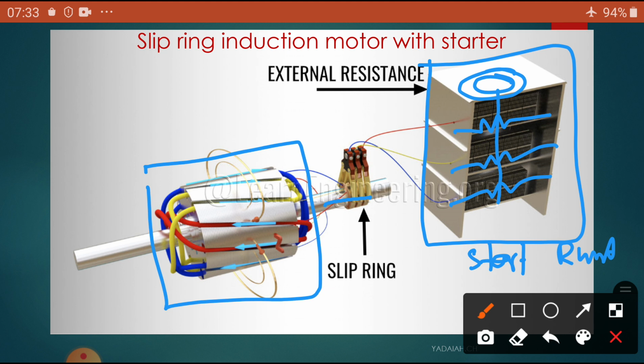Initially what will happen? It is connected in the start position. That means whatever the resistance value in each phase, it is a maximum, connected in series with our rotor winding resistance coil.